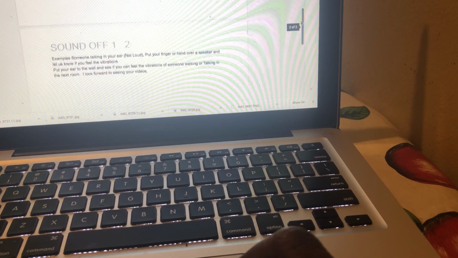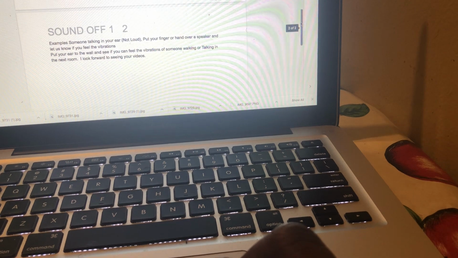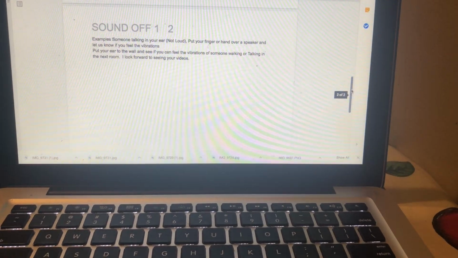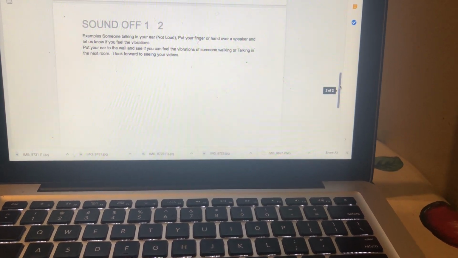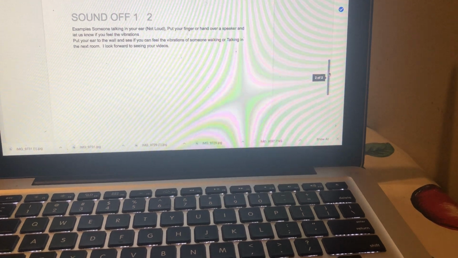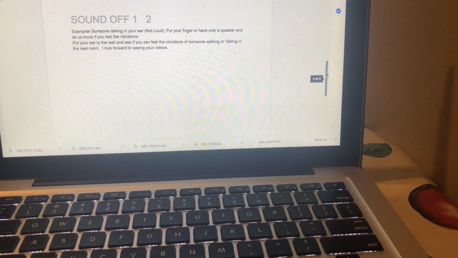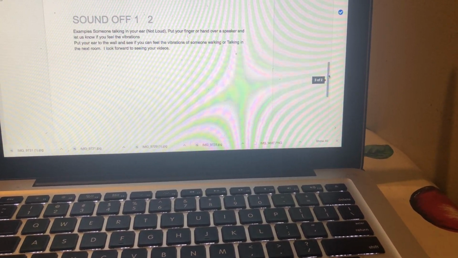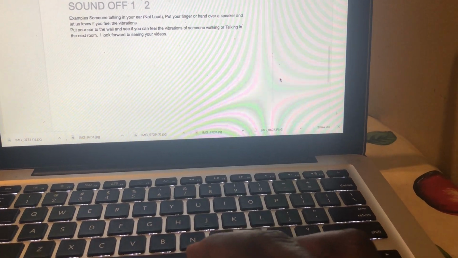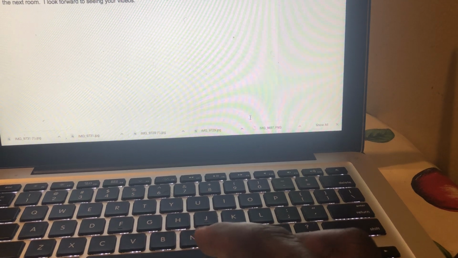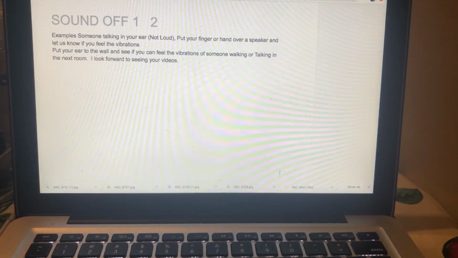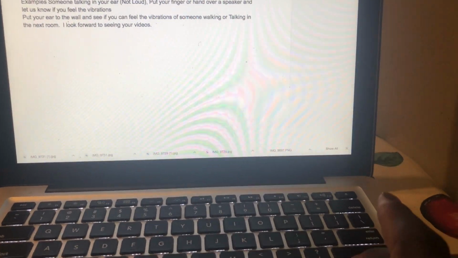Hey, make a video of sound energy. Can you feel the vibrations? Example, someone talking in your ear, not loud. I don't want anyone to have hearing problems later. Put your finger or hand over a speaker that is on and let us know if you feel the vibrations. Put your ear to the wall and see if you can feel the vibrations of someone walking or talking in the next room. I look forward to seeing your videos.